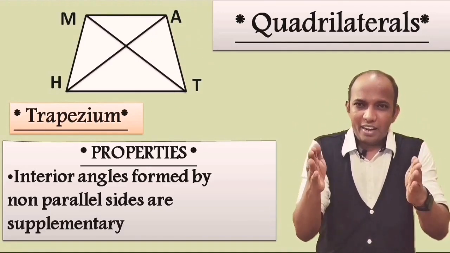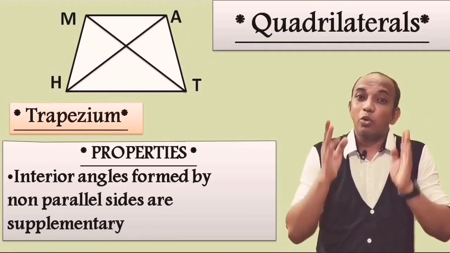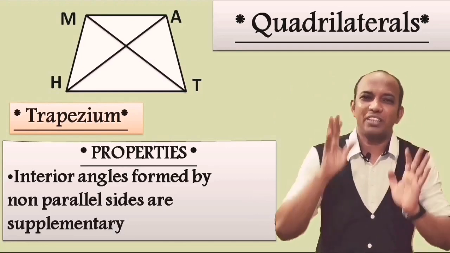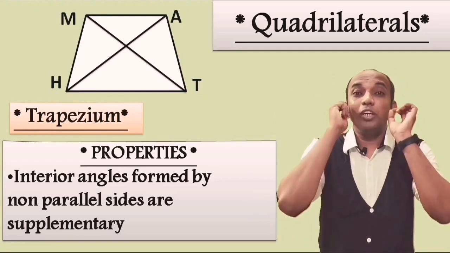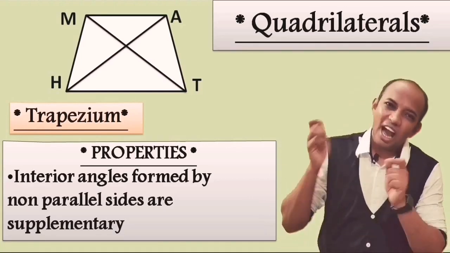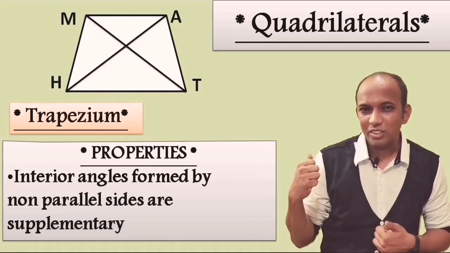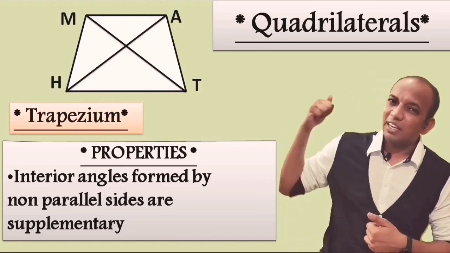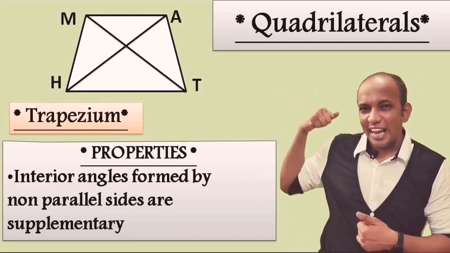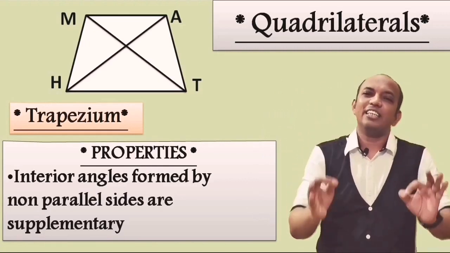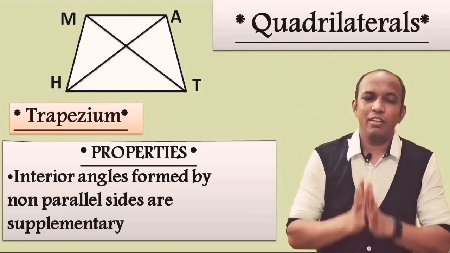These two adjacent pairs are supplementary, and only these two are supplementary in the trapezium. This is what the property says. Only two pairs of adjacent angles are supplementary in the trapezium, and over here it is angle M and angle H. Similarly, angle A and angle T are the adjacent angles which are supplementary to each other.